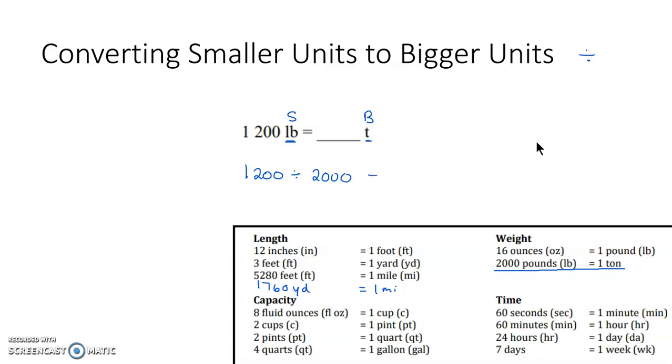And when we take 1,200 divided by 2,000, we get an answer of 0.6. So 1,200 pounds is equal to 0.6 of a ton.